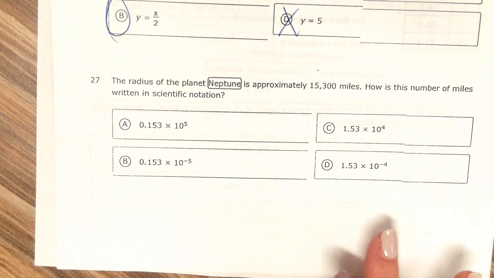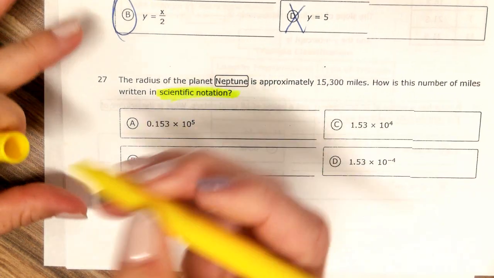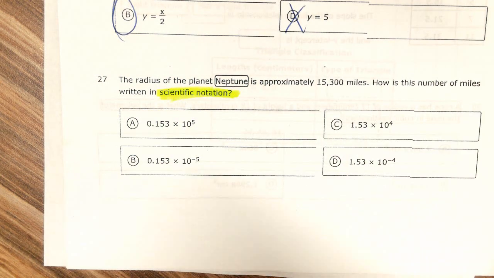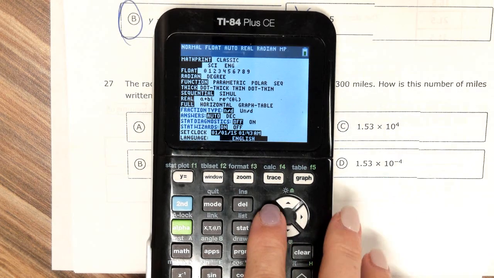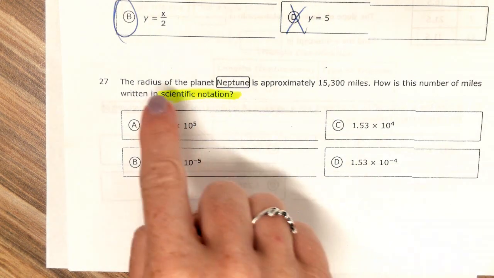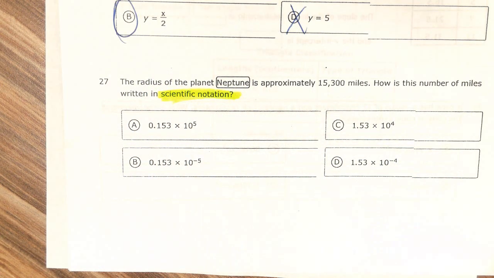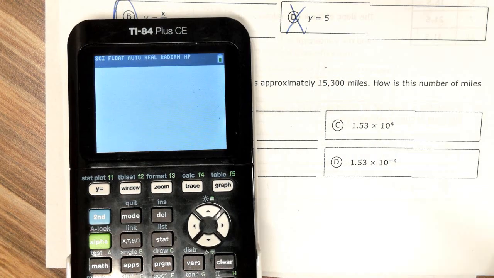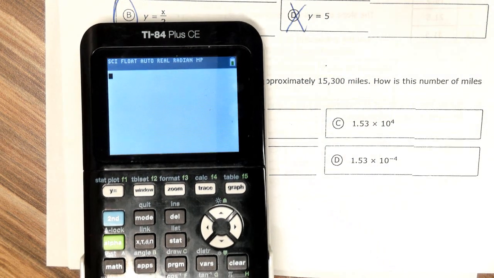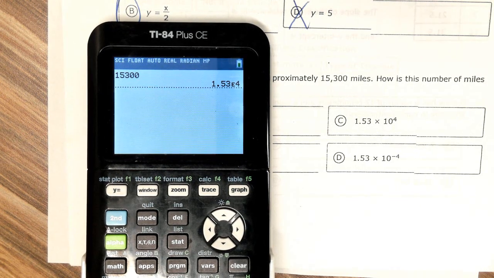All right, scan number 27. Find the clue word and tell me what it is. Scientific notation. So before I read it, where am I going to go in my calculator? Mode. And now what? SCI. Hit enter. And it says the radius of the planet Neptune is approximately 15,300 miles. How is this number written in scientific notation? So all I do is type it in. Do I type the comma? No. So I type in 15,300, and that's my answer.